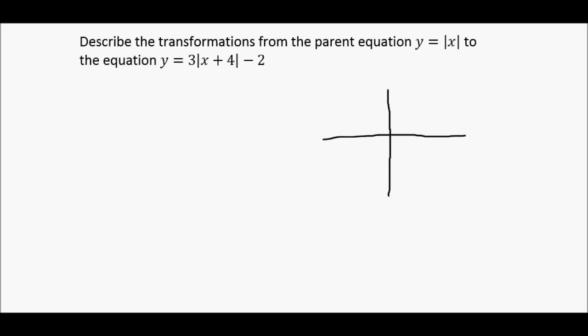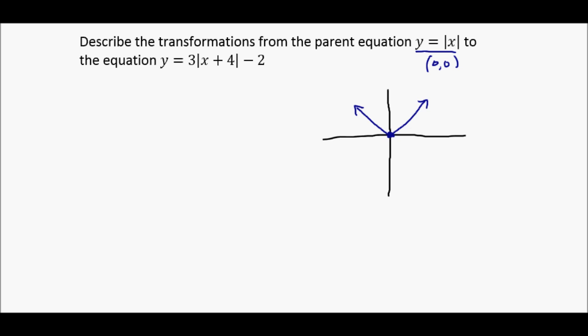Cartesian coordinate plane, and I'll do the parent equation in blue, the absolute value of x. So the vertex of this equation is of course 0, 0. There's nothing being added inside the absolute value, or 0 is being added to the x inside the absolute value, and 0 is being added outside here. So it starts right here at the origin, and it has a right-hand slope of 1 and a left-hand slope of -1.